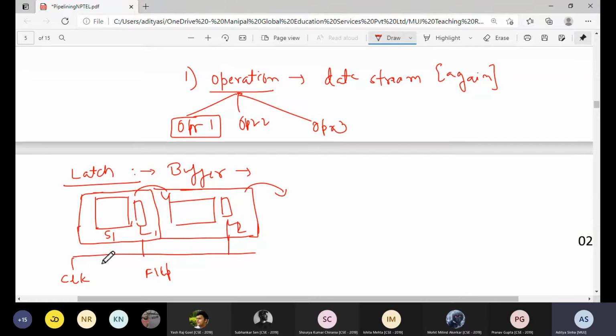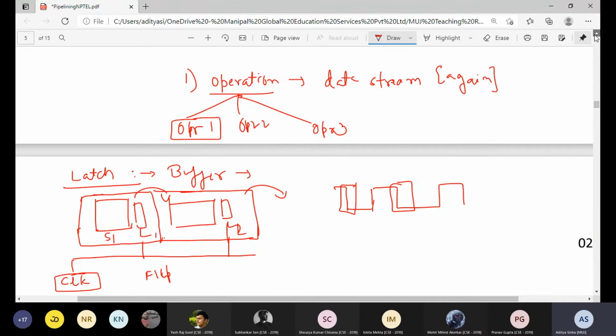We need some kind of synchronization mechanism to keep the flow of data in proper synchronized manner from one segment to the other. Do you remember clock? By the inclusion of clock, all these latches are connected to this clock and are in sync with it. Whenever you have a negative edge of the clock, the data is transferred from one segment to the other. Hopefully, if you remember this.